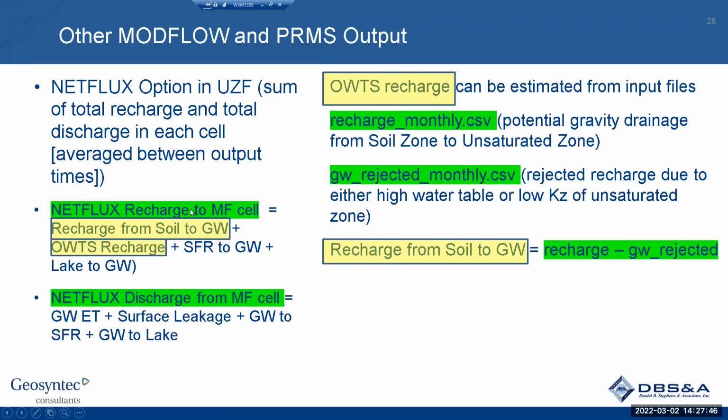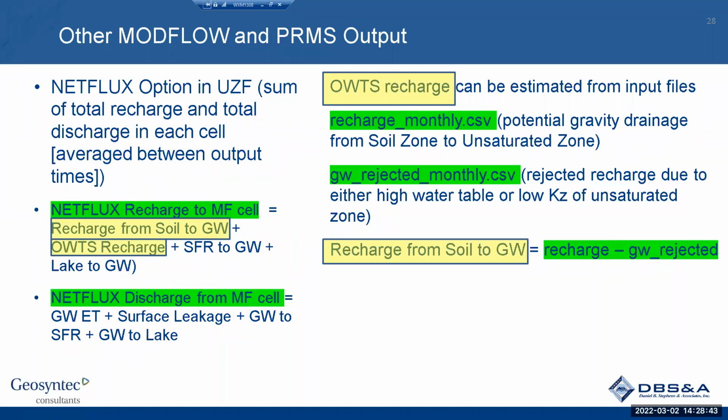So now, if a cell is not a lake cell or not an SFR cell, we can calculate these 2 components: this component we calculated from PREMS output, and this component we know from what we input in the model. We sum these two components, and we can double check what net flux printed as the net flux recharge for that cell. It should be the sum of these two numbers. If the cell is an SFR cell, you'll probably see that net flux is higher than these two numbers, and that remainder is going to be the SFR to groundwater. So that's how we calculate SFR to groundwater in each SFR cell.